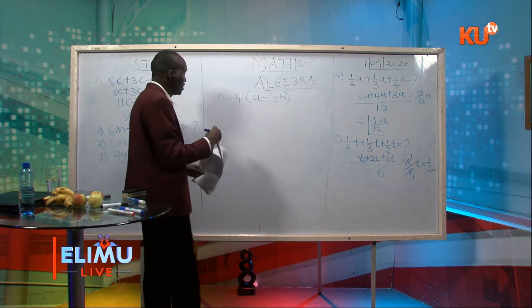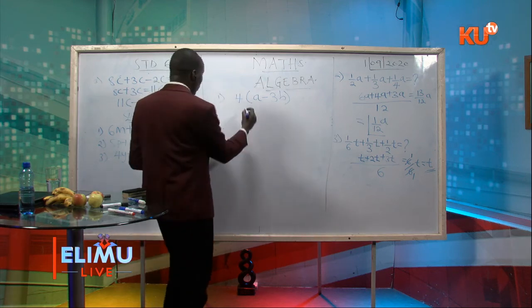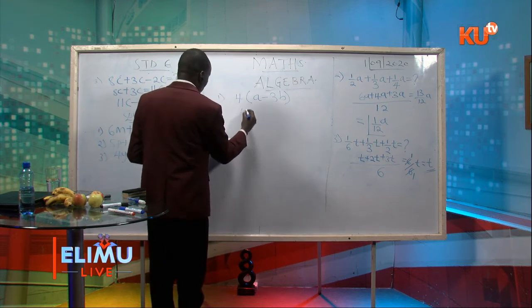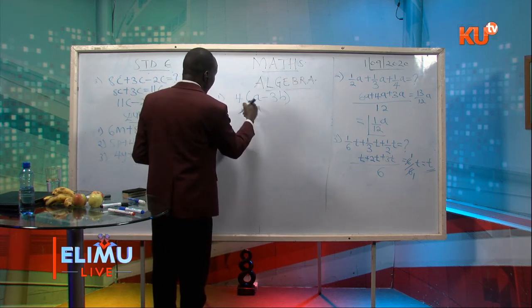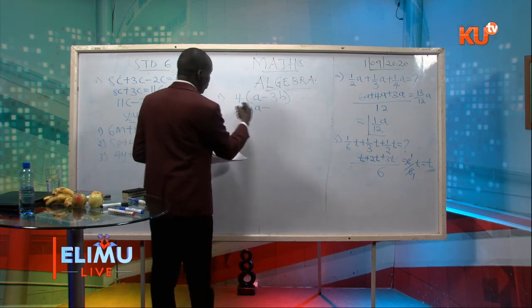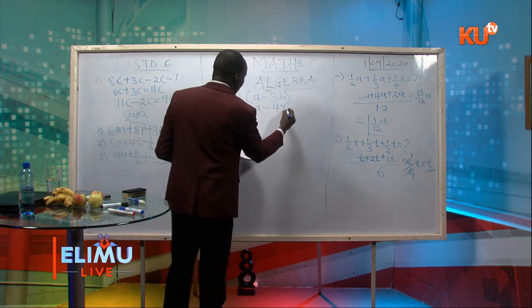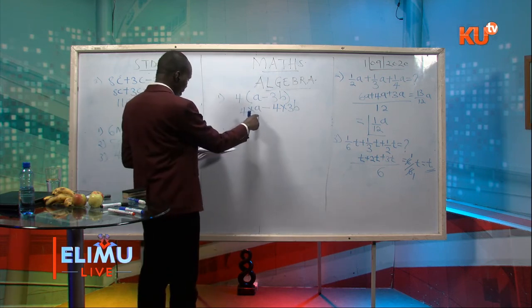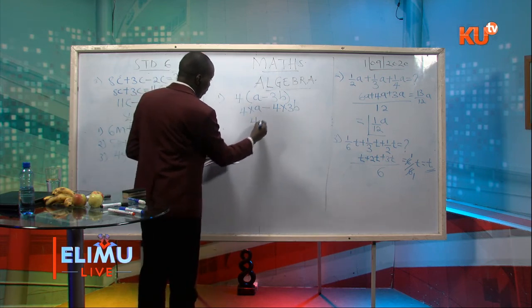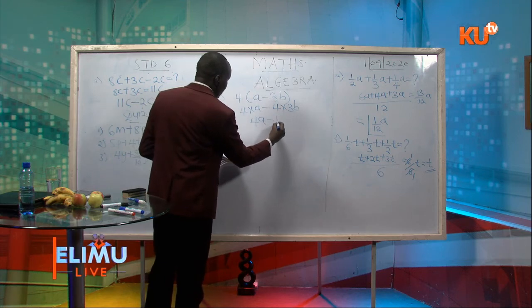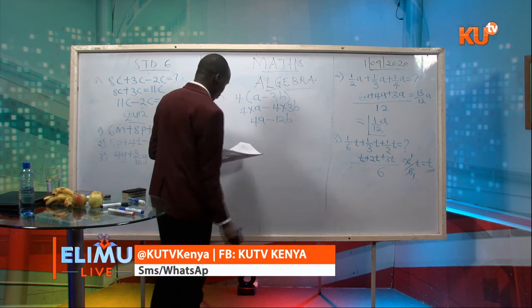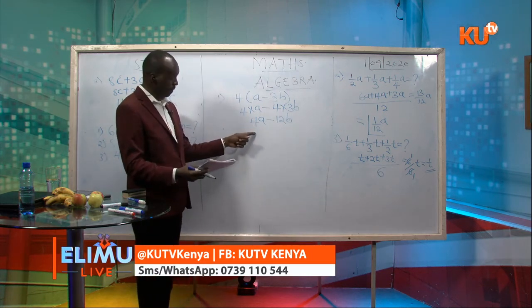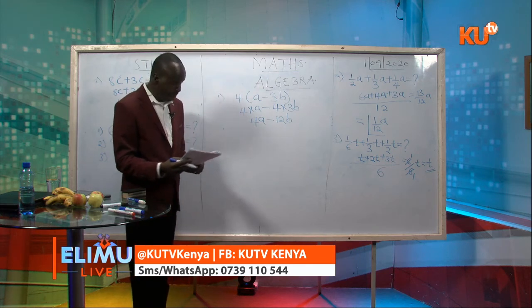So for this case, we shall have 4 multiplied by a, take away 4 multiplied by 3b. 4 multiplied by a, we get 4a take away 12b. So our answer becomes 4a - 12b.